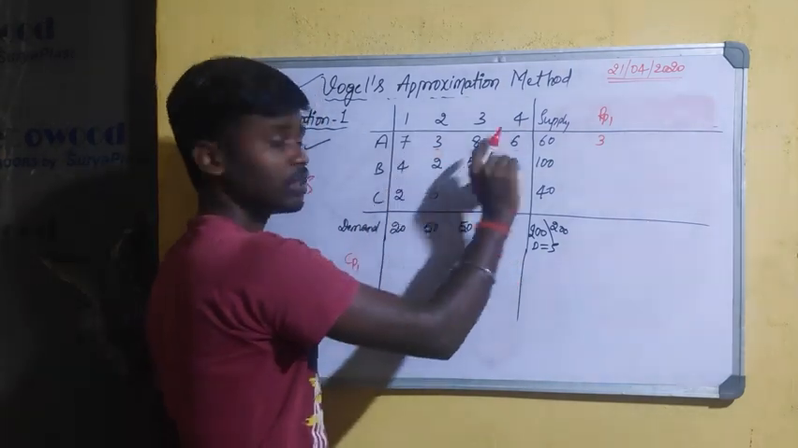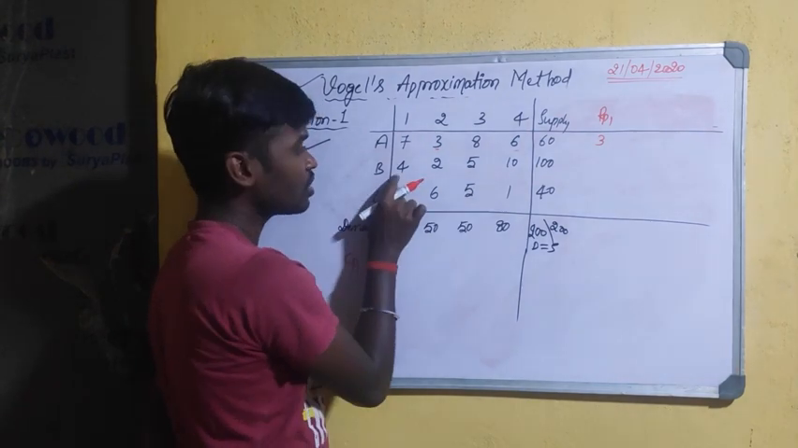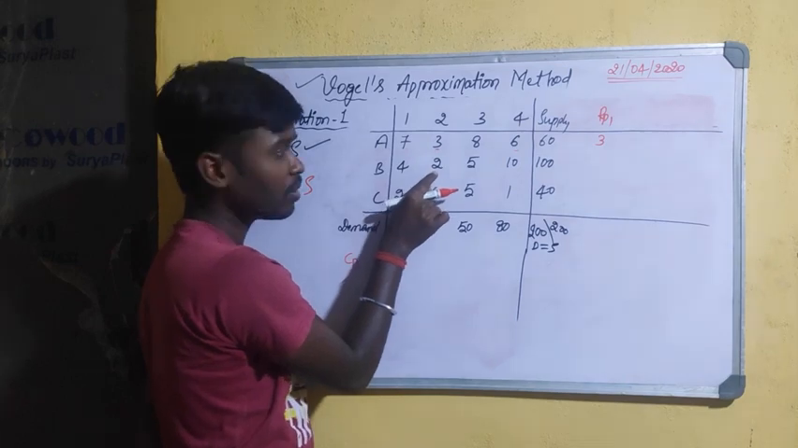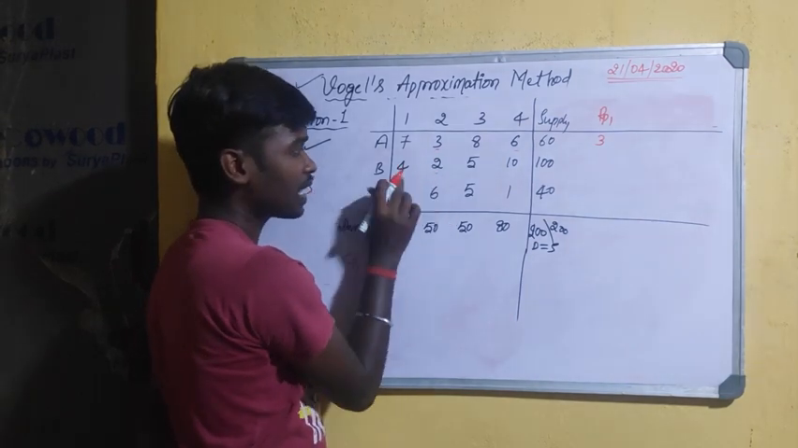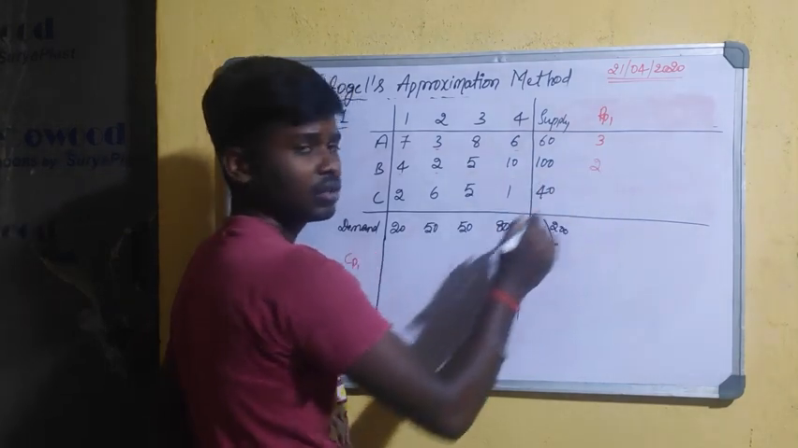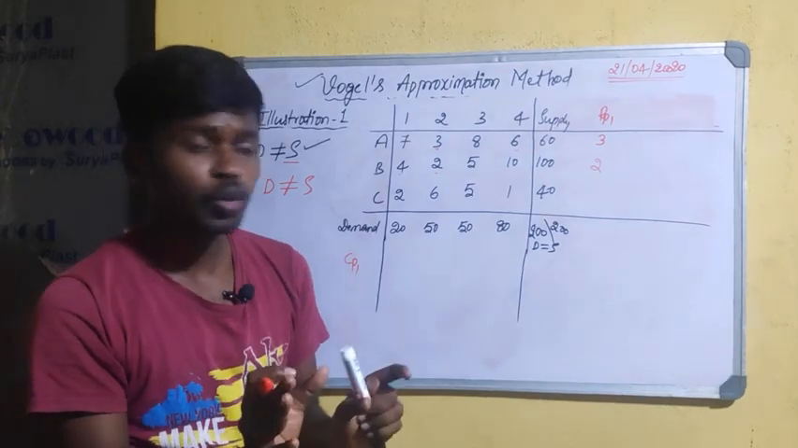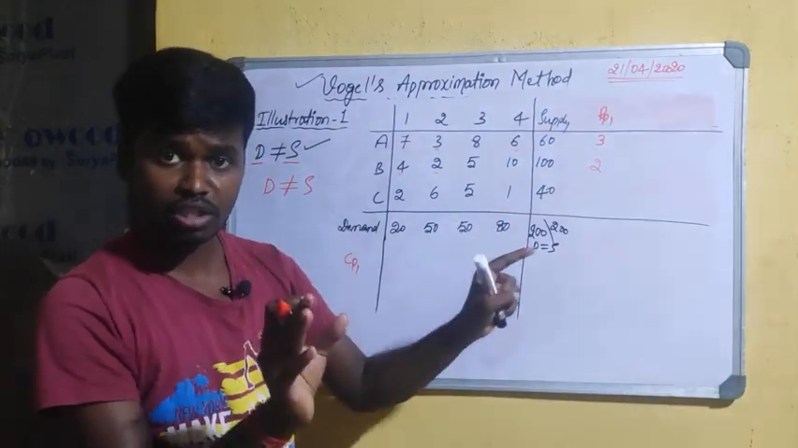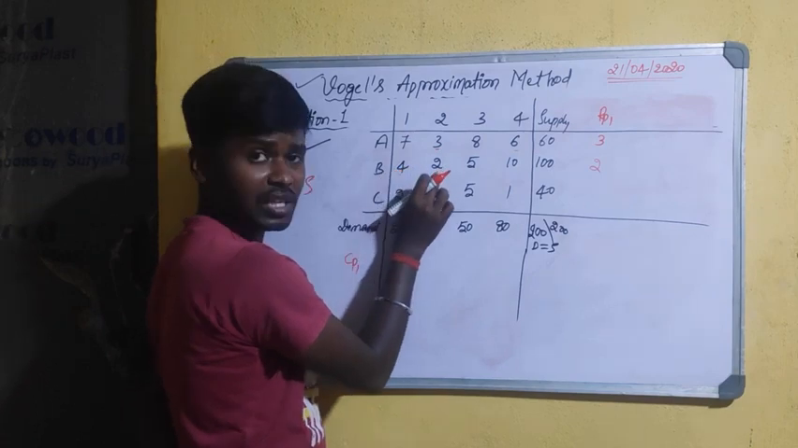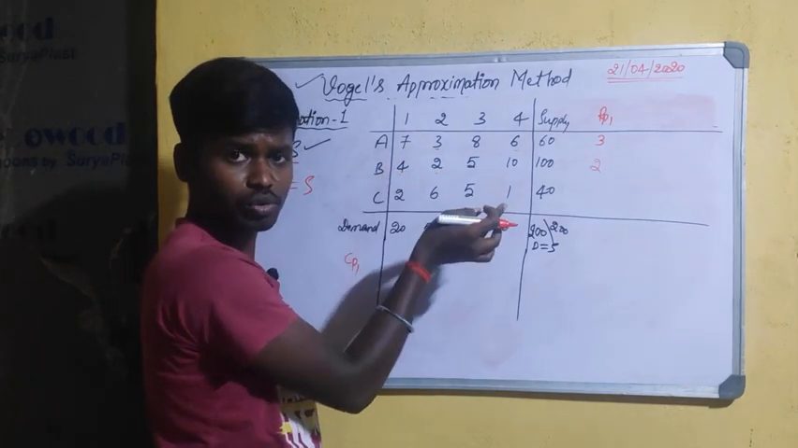The first row penalty is calculated. Now see the second row. The first least number is 2, the second least number is 4. What is the difference? 2. Either a positive number or negative number, you have to put only the positive number. So the first least is 2, the second least is 4, and 4 minus 2 is 2.